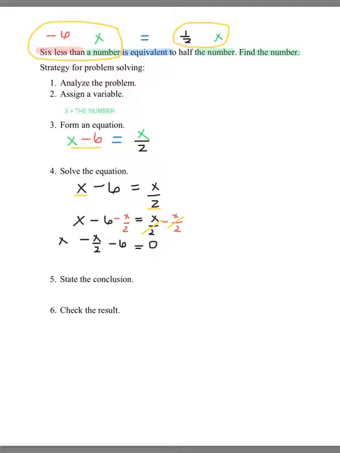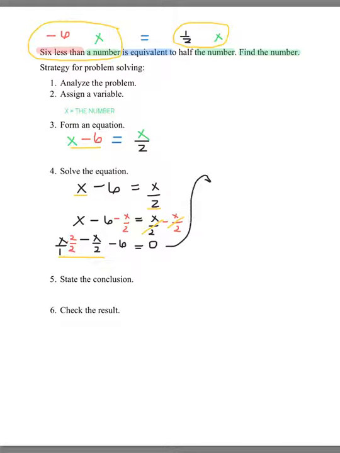So what I want to do here is combine the x minus the x over 2. Now I can't combine them right now because they don't have the same denominator. x has a denominator of 1 and x over 2 has a denominator of 2. So we have to multiply by the LCD. In this case, the LCD is going to be 2. So we're going to multiply by 2 over 2, which is the same thing as 1, so in essence, we're not really changing anything when we multiply by this number.